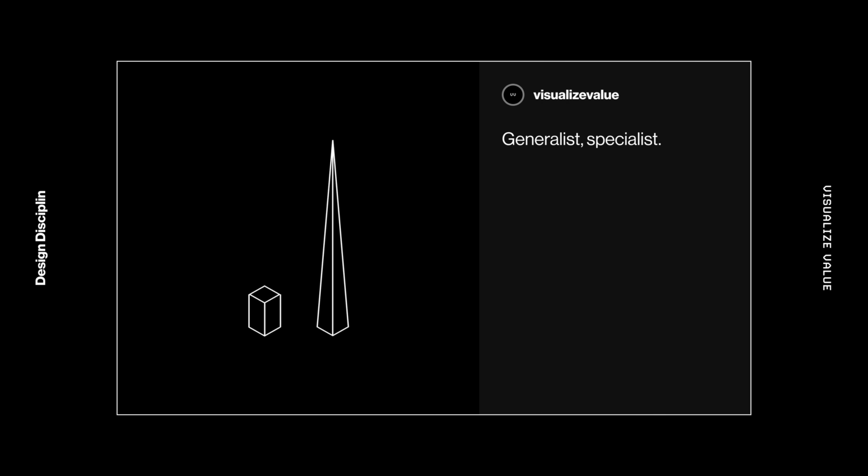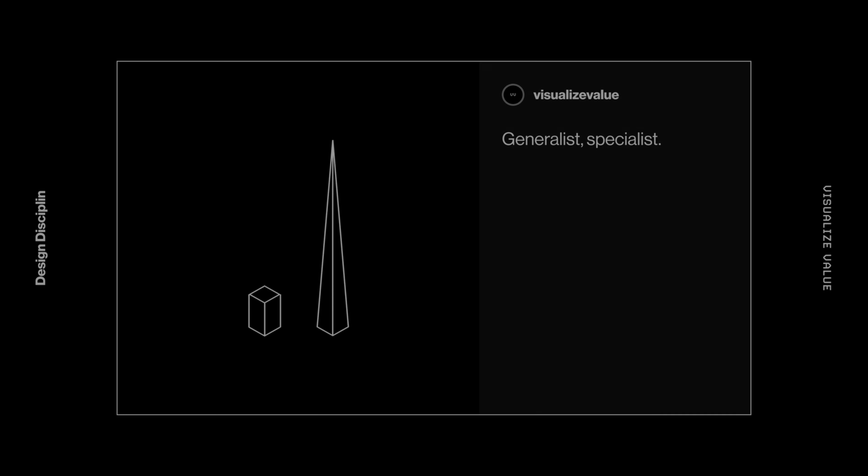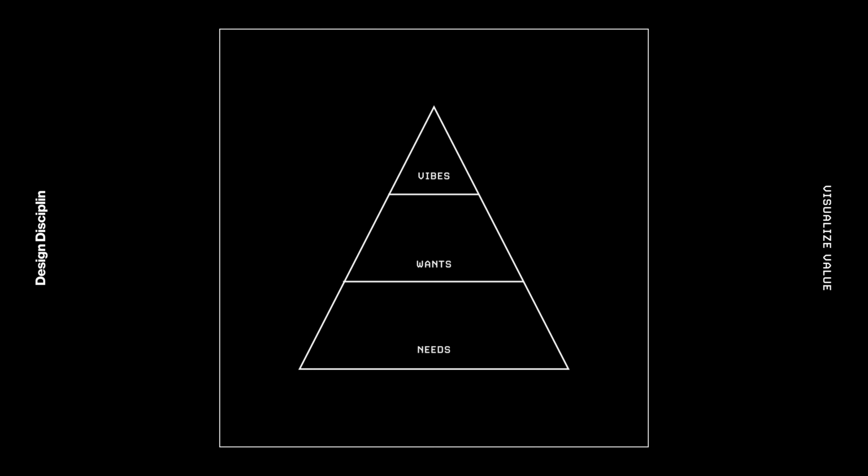This example for visualized value compares the impact of a generalist and the specialist who is able to achieve higher and make a sharper impact through specialization. And this one tells us about the hierarchy between needs, wants, and vibes. We intuitively understand from this picture that we first have to take care of our needs and devote most of our time and attention to those. And after that comes the wants, and then the vibes.